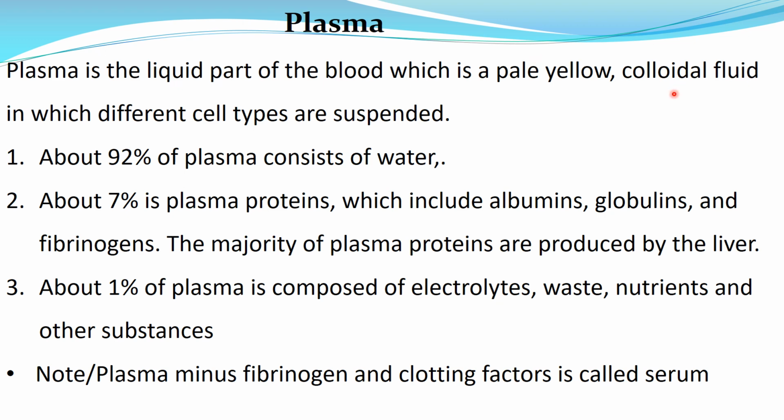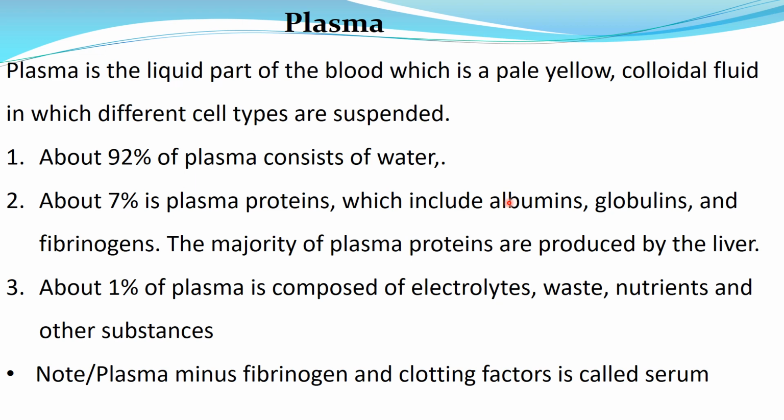And the plasma has a colloidal texture. Why? Because it is made of different compartments. Normally, about 92% of the plasma is made of water, and about 7% of the plasma is made of proteins, including the albumin, globulin, and fibrinogen. So the albumin has different functions in our body.